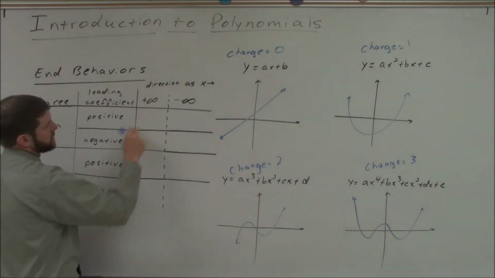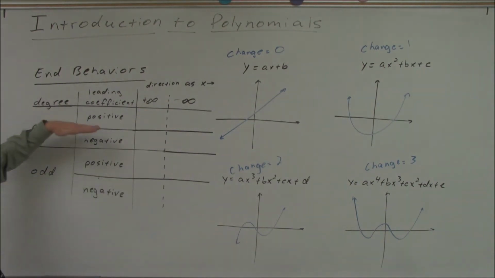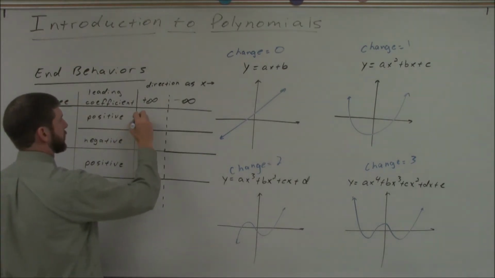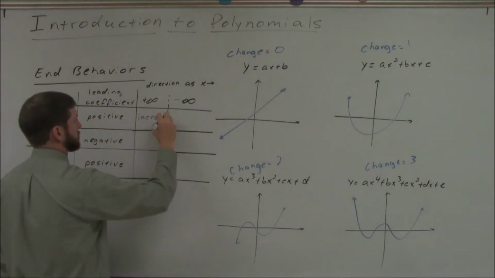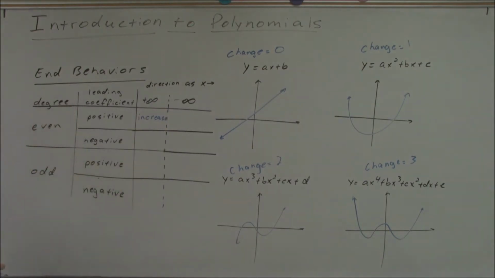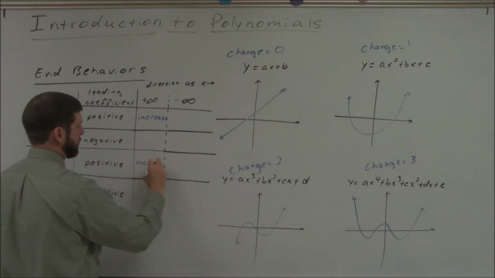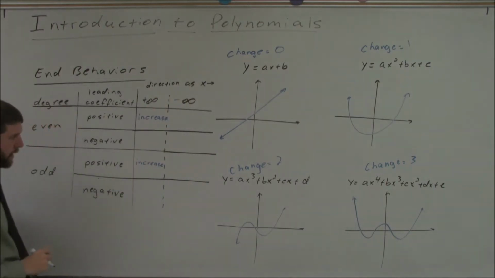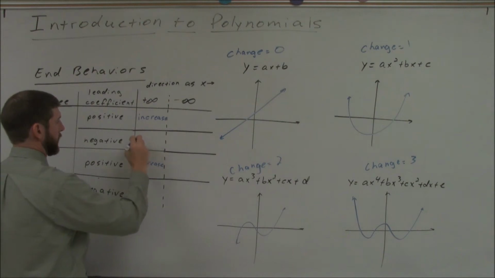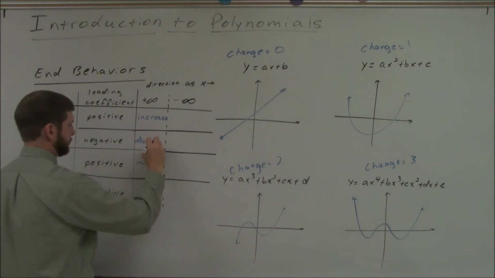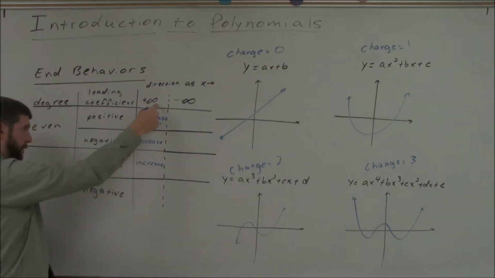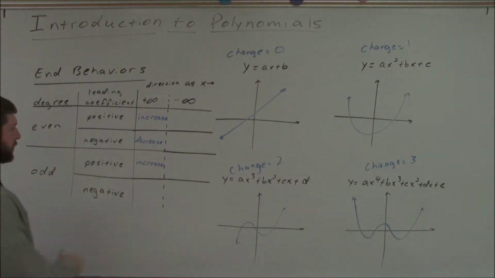So let's look at what happens for positive infinity. If I have a positive lead coefficient, we know that we're going to increase towards positive infinity. It doesn't matter what the degree is. If we have a positive lead coefficient, our graph is going to increase as we approach positive infinity. Negative lead coefficient, we've reflected our graph down, so our graph is going to decrease as we approach positive infinity. We're going down.